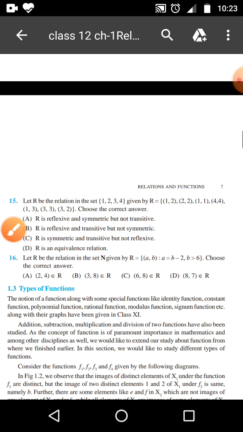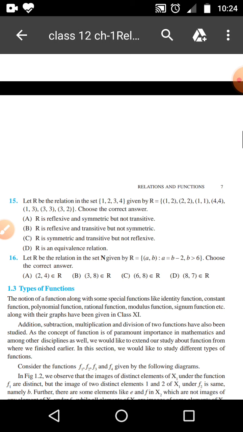See clearly, it is reflexive and transitive but not symmetric. Again I remind you, (1,1), (2,2), (3,3), (4,4) belong to R, that means it is reflexive. (1,2) is there but (2,1) is not there, that's why it is not symmetric. (1,2) is there, (2,2) is there, then again (1,2) is there, so it is transitive. (2,2) is there, (2,2) is there, then (2,2) is there, so this is transitive.